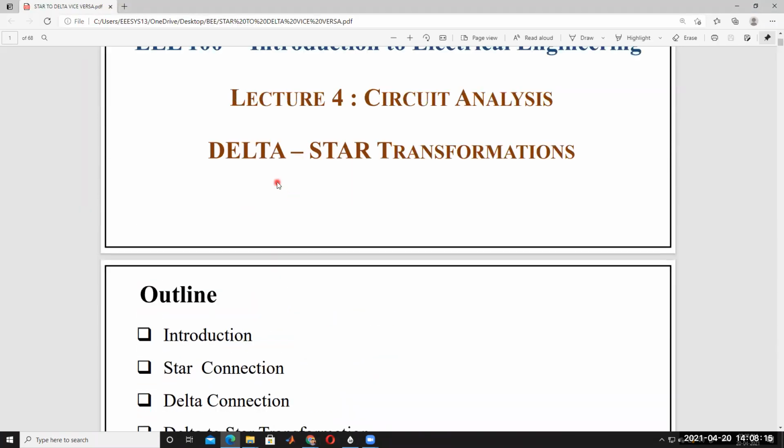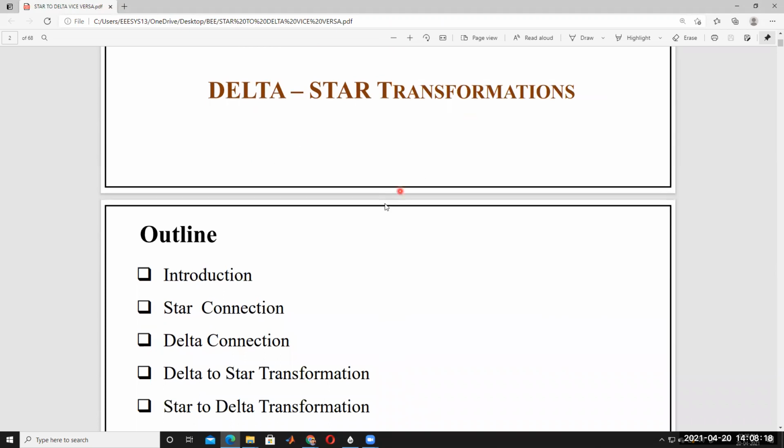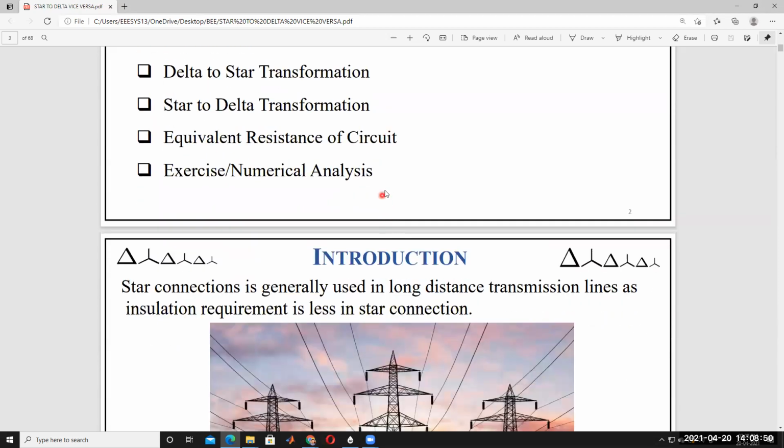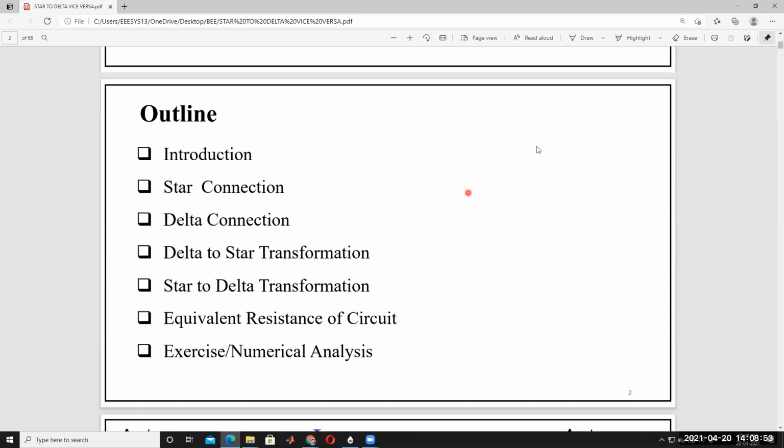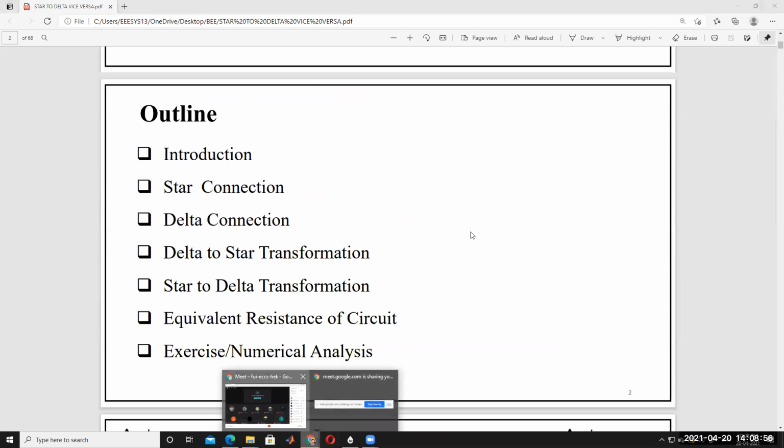So, star to delta and delta to star transformation. Why this delta to star transformation? Because these networks have delta and star connections, it is very difficult to simplify these expressions. The circuits having this type of connection are neither series nor parallel. It is very difficult to simplify by using series and parallel combinations. So for those cases, delta to star transformation is used. Understood?